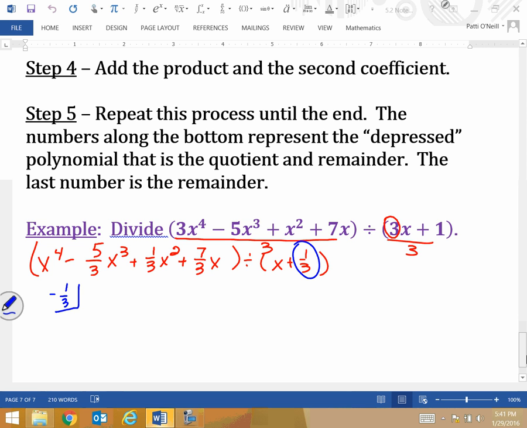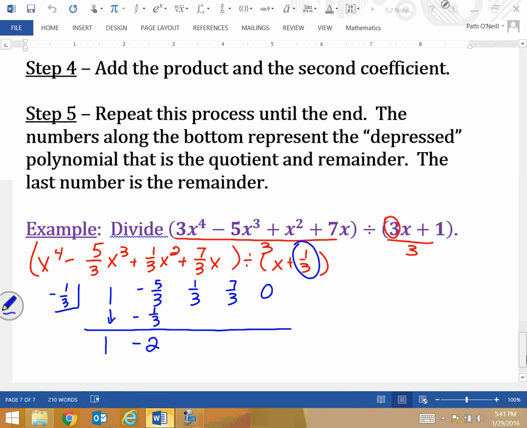Then I'm listing all my coefficients. 1 for the power of 4, negative 5/3 for the power of 3, 1/3 for the power of 2, 7/3 for the power of 1, and 0 for the power of 0. So I have to include that. I'm going to make my horizontal line, leaving a little bit of space, bring down the 1, multiply by negative 1/3, and I get negative 1/3. I add these together. Negative 5/3 and negative 1/3 is negative 6/3, which is negative 2.